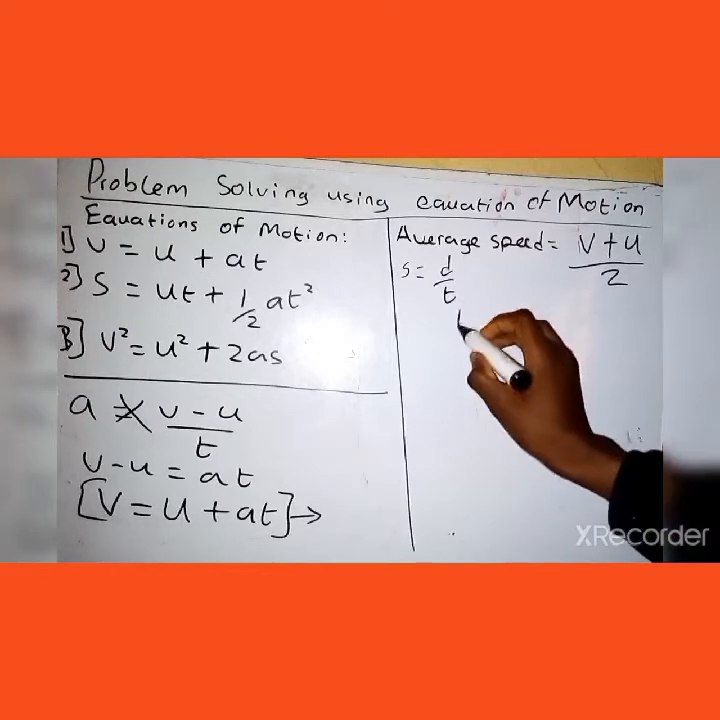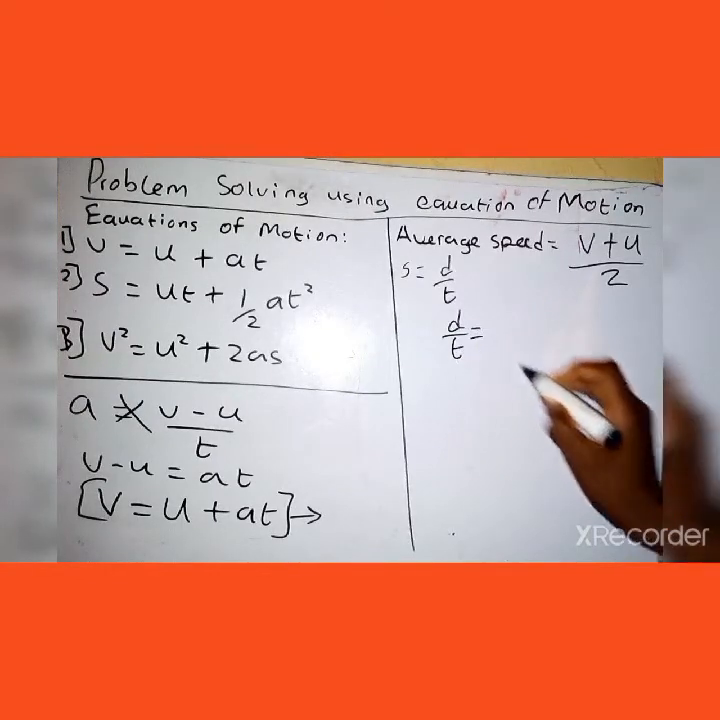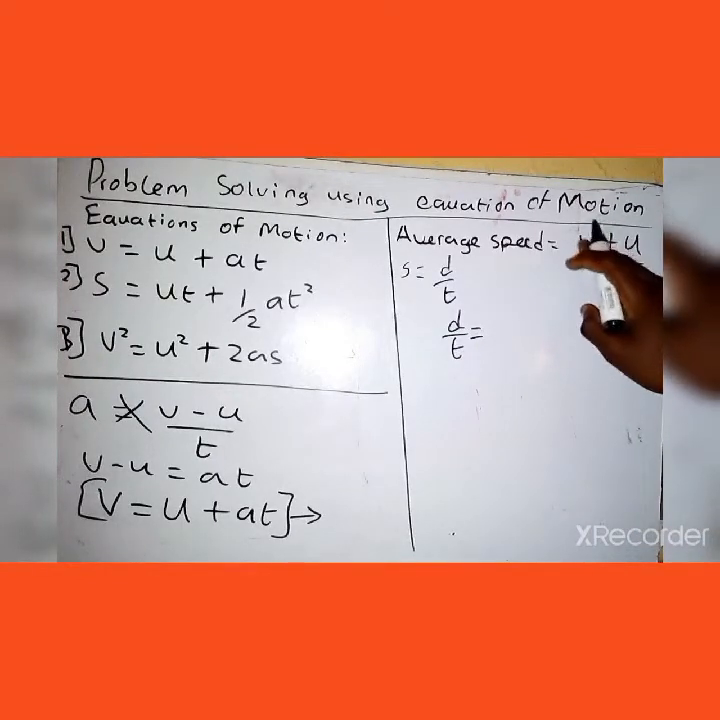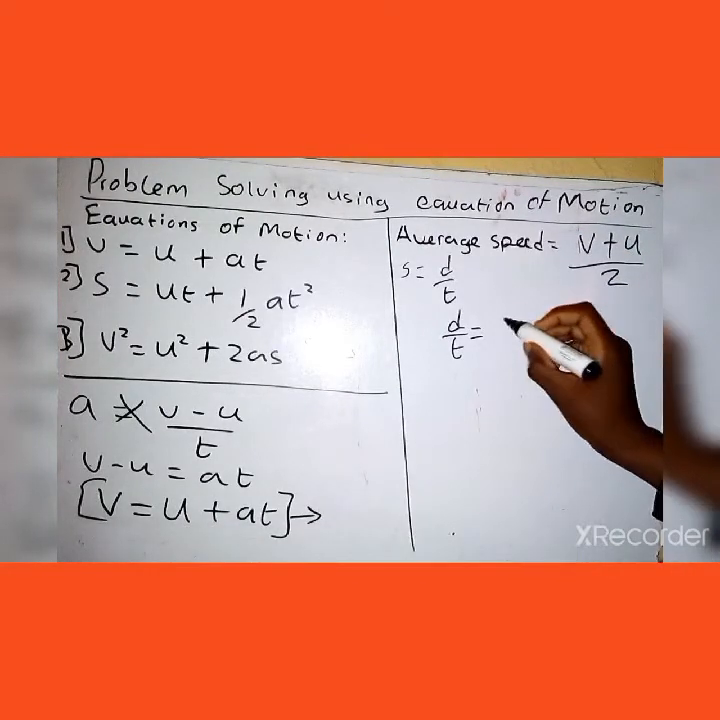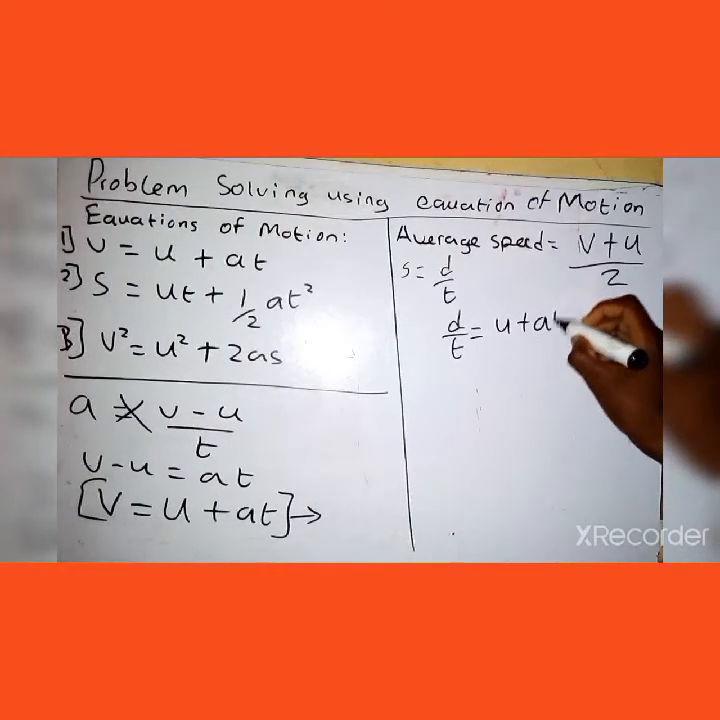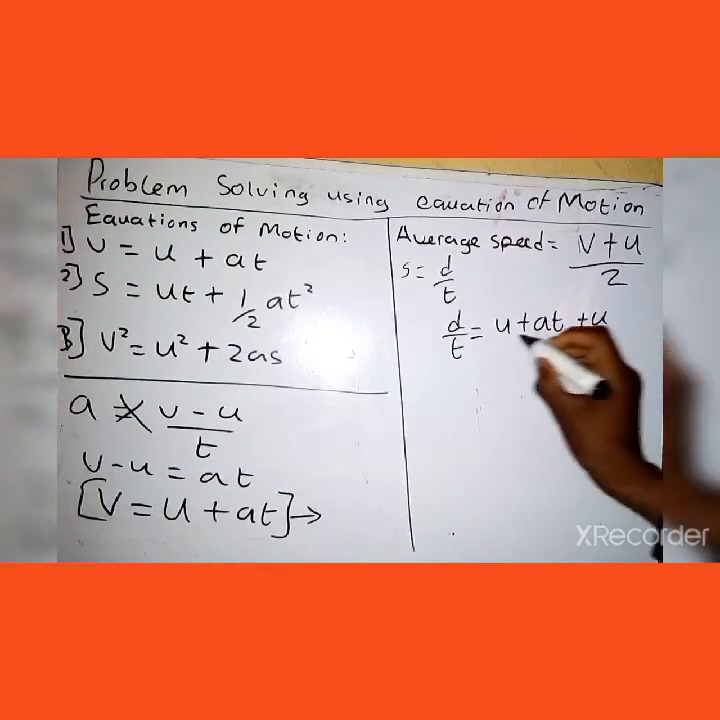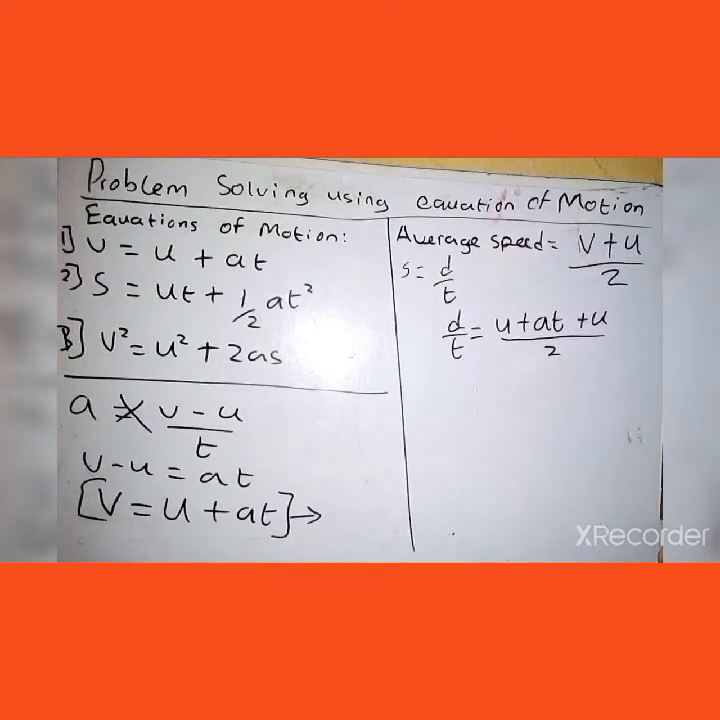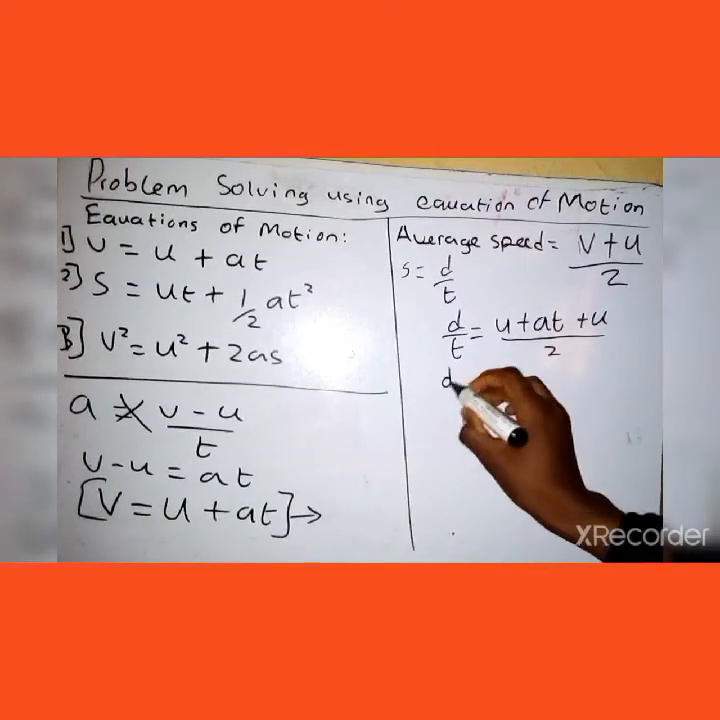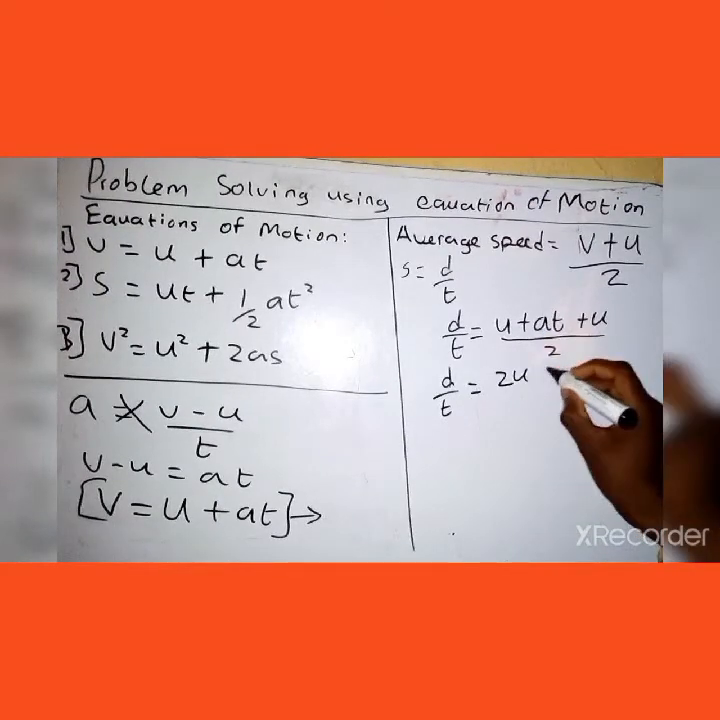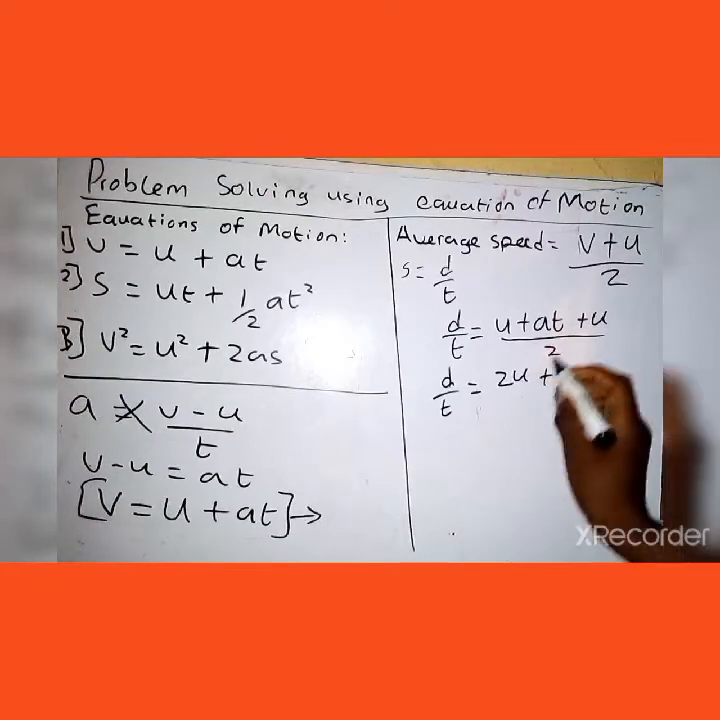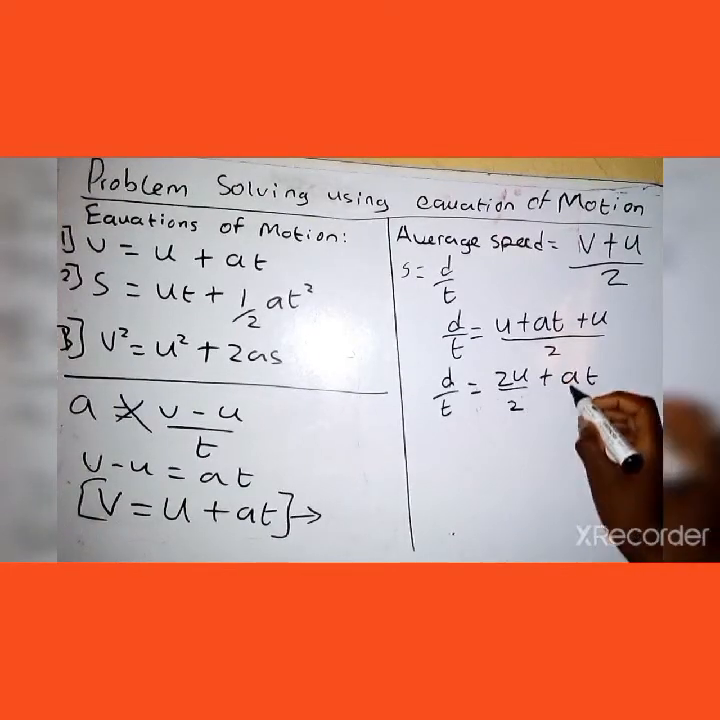So we now write distance over time equal to what? What's our final velocity? Recall that this v here is u plus at. You insert the value here, u plus at plus this u here, all over 2, right? So from this place now we can collect like terms and say that d over t is now equal to 2u, u plus u, 2u plus at, so we have this 2 over 2.